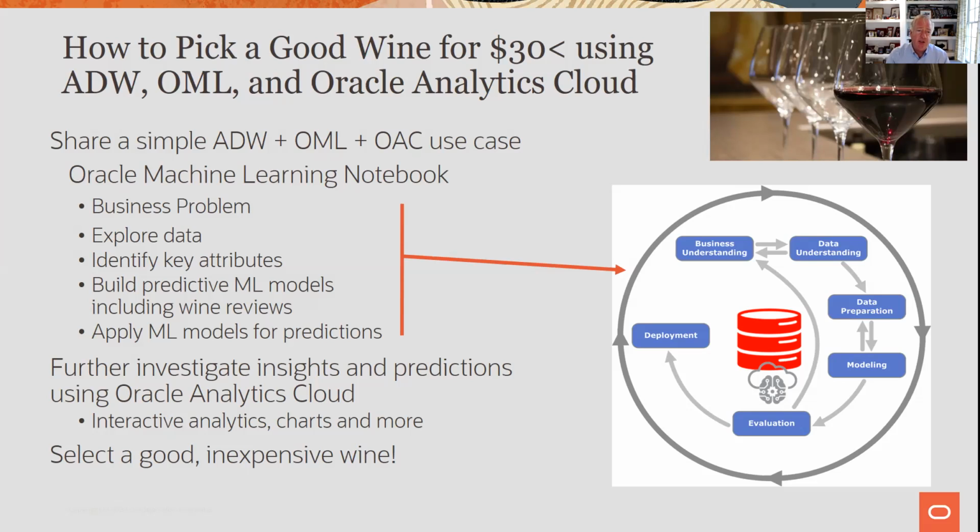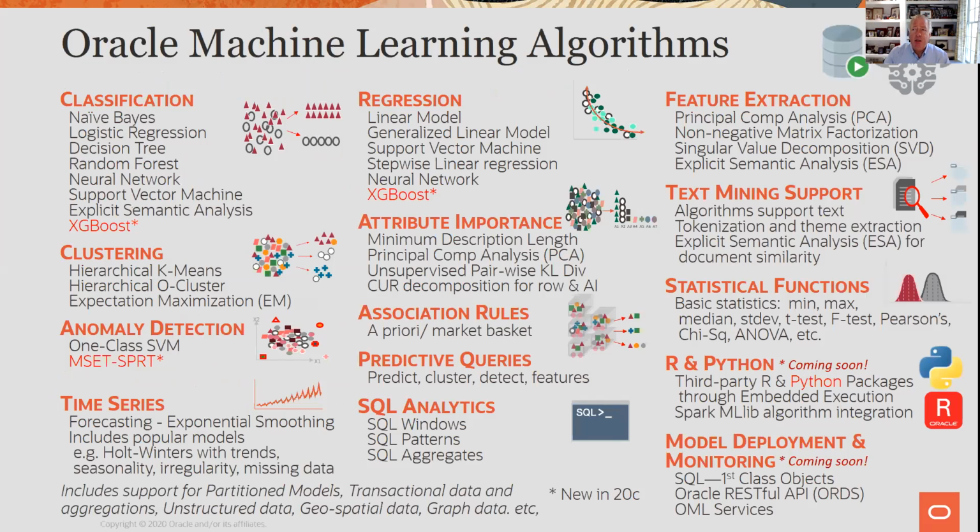We're going to define a business problem. We're going to explore the data and identify the key attributes. Once we've built our good model, we're going to leave the results in the model where? In the autonomous database, right? Because that's where we're going to come back in and make our predictions, and leave our predictions there. Sudesh is going to come in and show you how we can use Oracle Analytics Cloud to sift through all that, maybe score some more models, and try to get us a good bottle of wine for cheap.